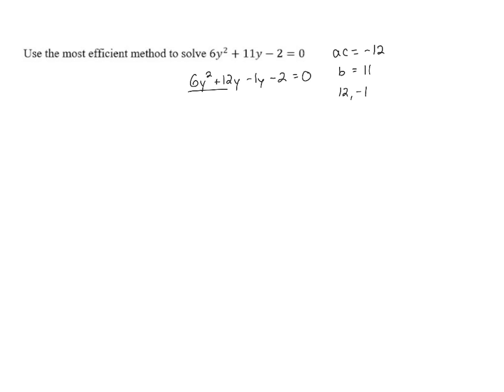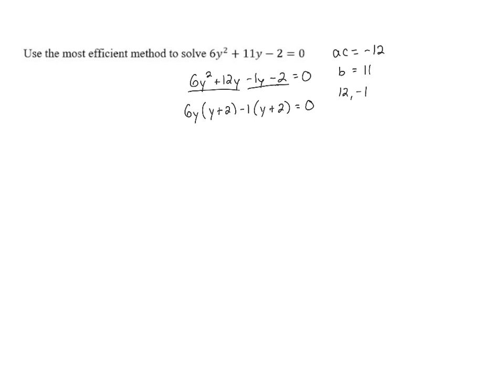And now that there are four terms on the left-hand side, we can use grouping. In the first group, 6y squared and 12y are both divisible by 6y. So we're going to pull out a 6y as the GCF, and that leaves us with y plus 2 as the leftovers. In the second group, all we can pull out is a negative 1, but when we do that, that leaves us with y plus 2 as the leftovers as well.